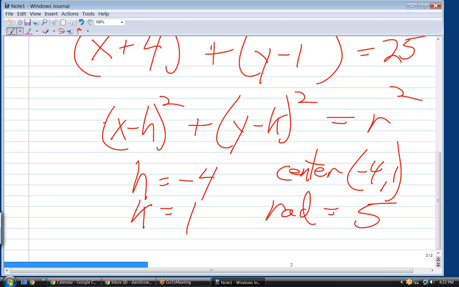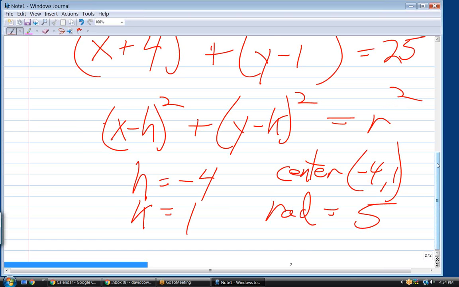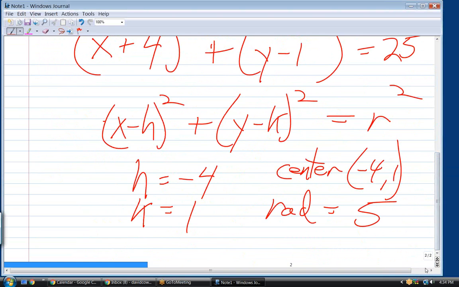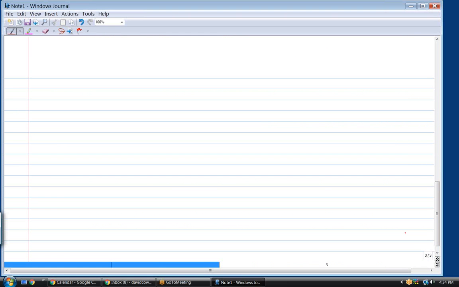That's the only 2 pieces of information you need to know about a circle to know everything about it. In other words, if you know its center and you know its radius, there's nothing else to know about that circle. Okay? So the key is to remember the general equation for a circle.